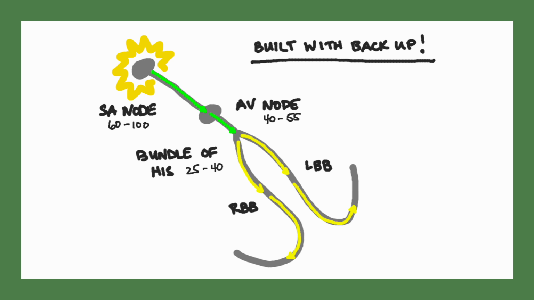If both of these nodes don't activate, the bundle of His or the bundle branches will kick in at a rate of about 25 to 40 beats per minute. I mean, that's not the greatest, but better than nothing. Basically, the fastest trigger wins. It overrides all the others and sets the heartbeat. And that is typically going to be the sinoatrial node, or SA node.